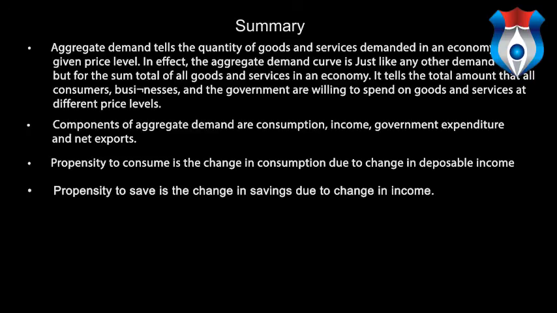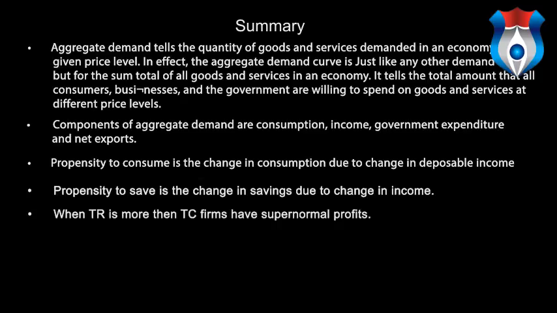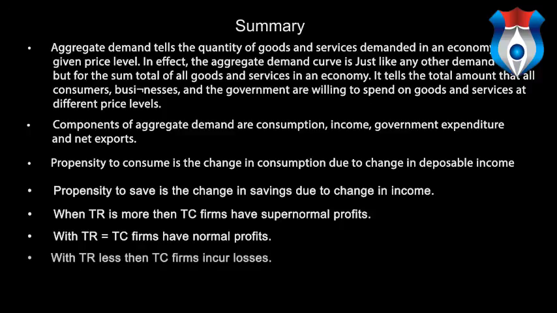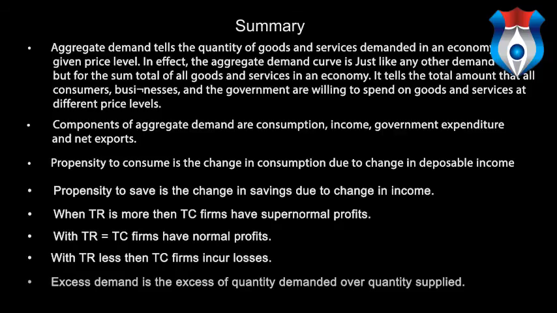Propensity to consume is the change in consumption due to change in disposable income. Propensity to save is the change in saving due to change in income. When TR is more than TC, firms have supernormal profits. When TR is equal to TC, firms have normal profits. When TR is less than TC, firms incur losses. Excess demand is the excess of quantity demanded over quantity supplied.